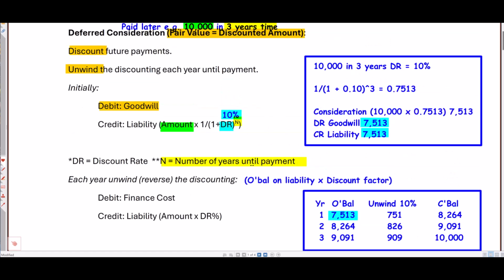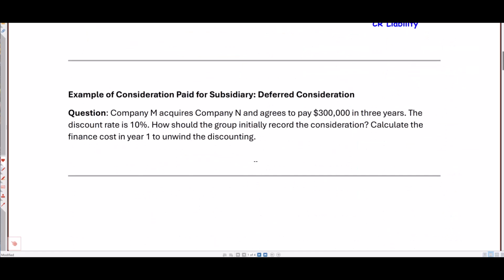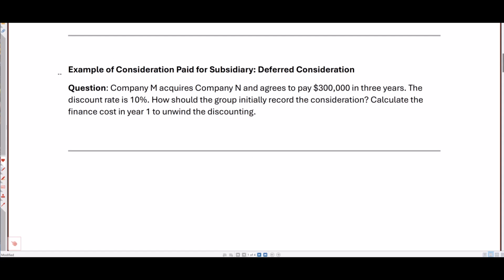As per usual, this can be a little bit confusing until you try it. So let's have a look at this one. This is an example of deferred consideration. They're going to pay 300,000 in 3 years. Discount rate's 10%. How should they initially record it? And then what's the finance cost in year one to unwind that discounting? Pause the video now, have a go at that calculation, and then I'll take you through it to make sure that we're on track.